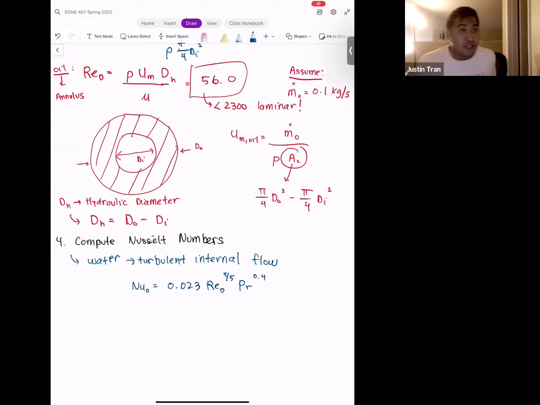In this particular case, the water is being heated up. The water starts out cool, and then it heats up as it flows to the outlet, and that's why we use an exponent of 0.4 here. We plug in all the values here and we get a Nusselt number of 90.